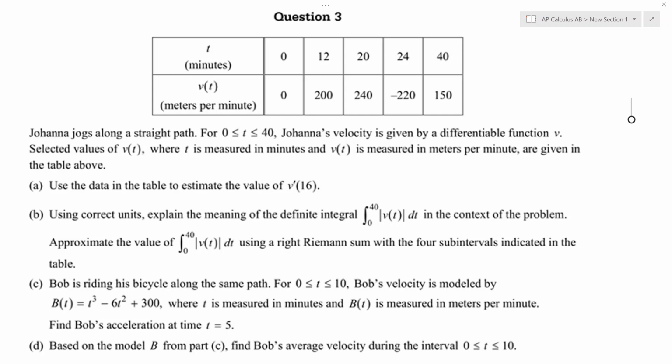She's running on a straight path, okay? Her velocity is given here, and they're going to ask some questions about it. What does it tell us about this? Great. Use the data to estimate v prime. If you have to find the derivative from a table, you just find the slope on that interval, okay?